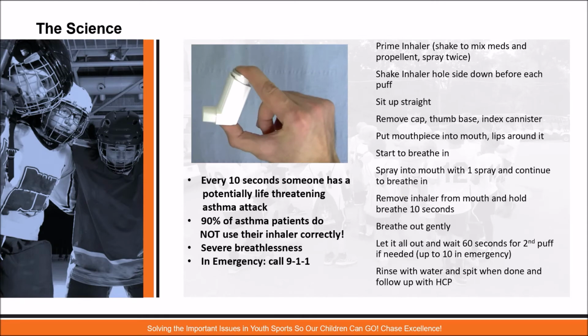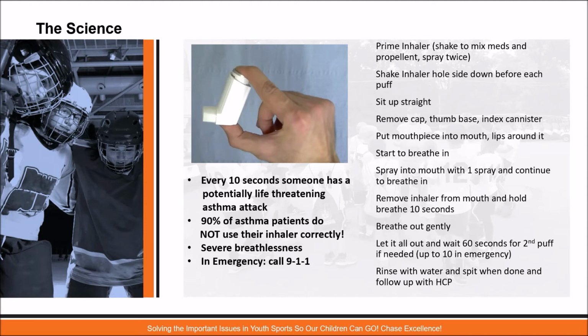Asthma. Every 10 seconds, someone has a potentially life-threatening asthma attack. 90% of asthma patients do not use their inhaler correctly. You're looking for severe breathlessness. If you see that, call 911. It's very important to understand how to use the inhaler.